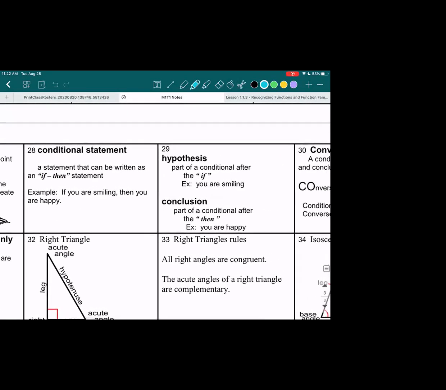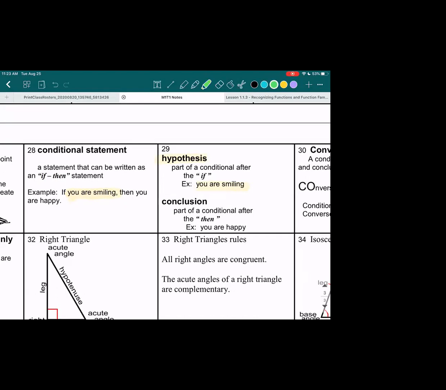Then for a hypothesis, that's the part of the conditional statement after the if. So in our original example, let me do some highlighting here. It is the if you are smiling, so it's this part. The hypothesis is the yellow part that I just highlighted right over here.